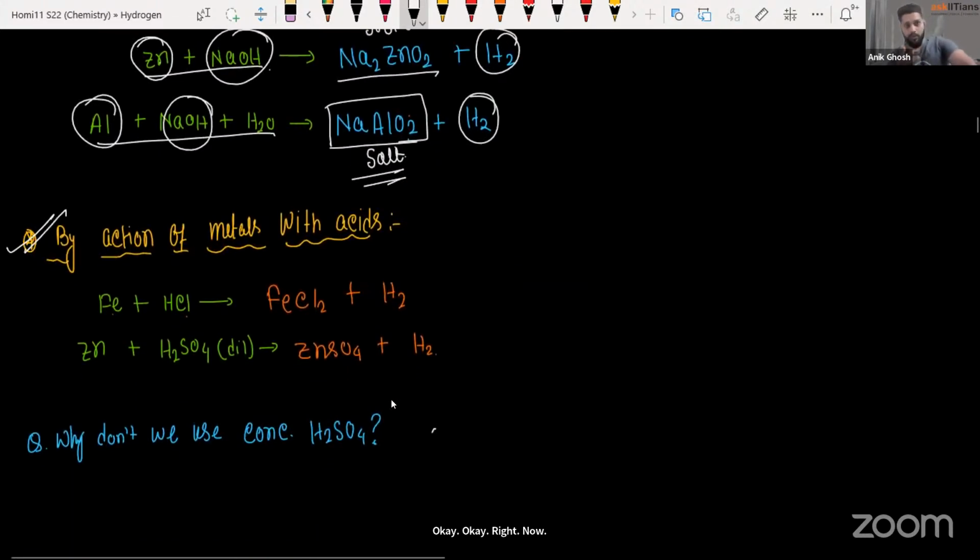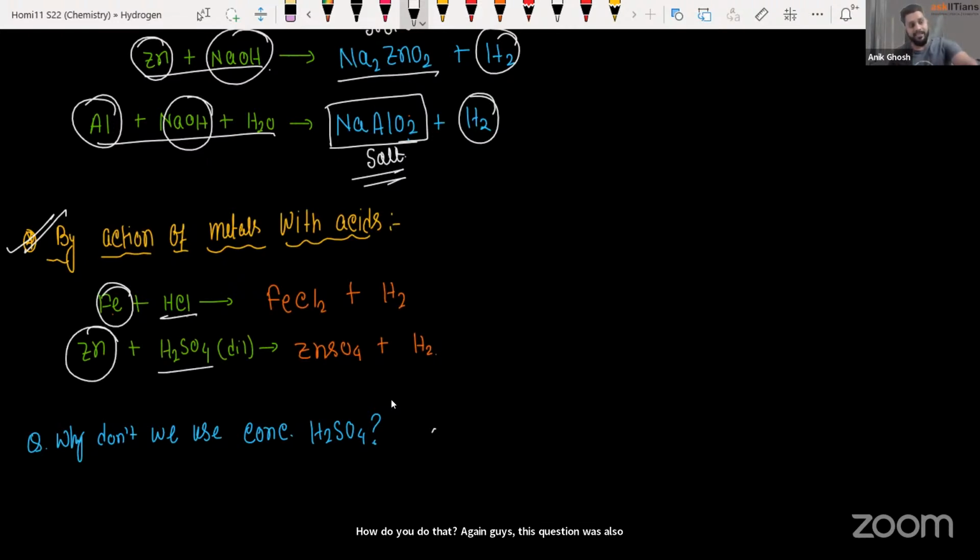Now, like the way I have just shown you through the bases, we can do the same with the help of acids also to make hydrogen gas. Now, how do you do that? Again, guys, this reaction was also there in your grade 10. When you react any metal with any acid, you get hydrogen gas, right?